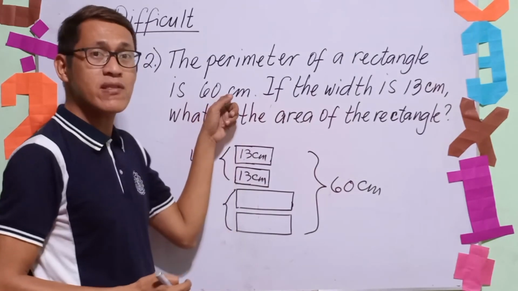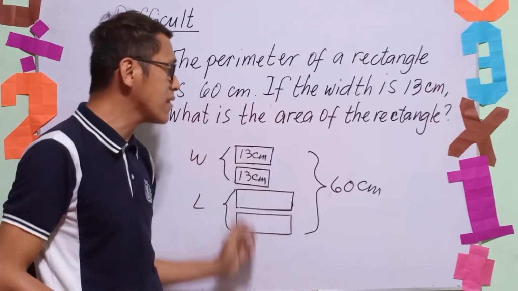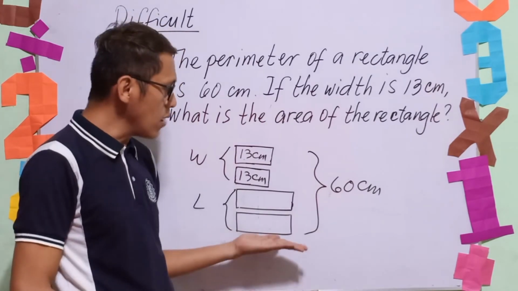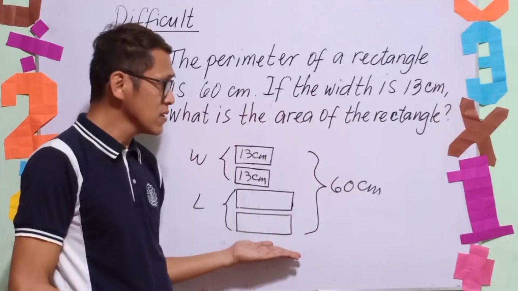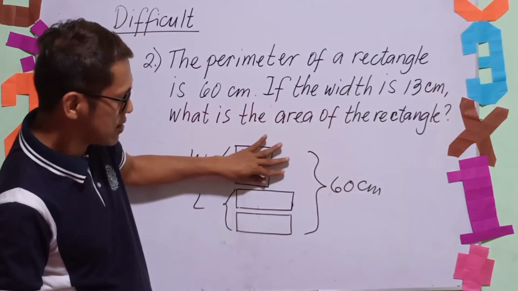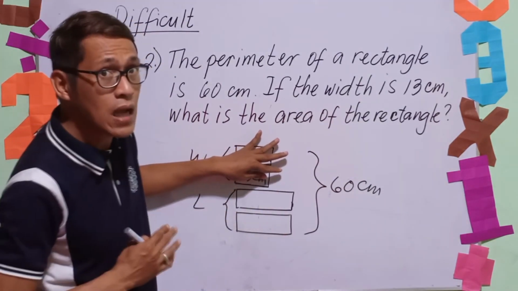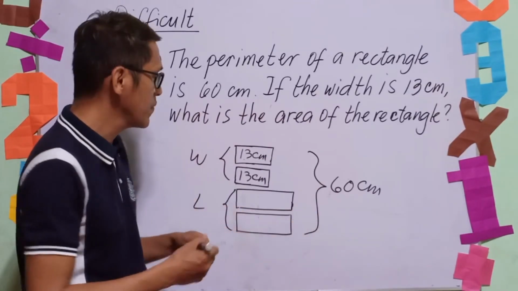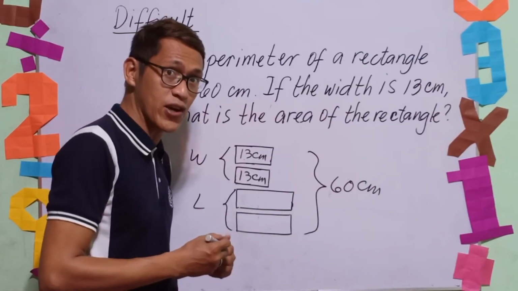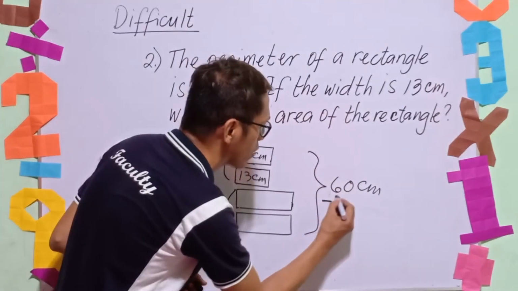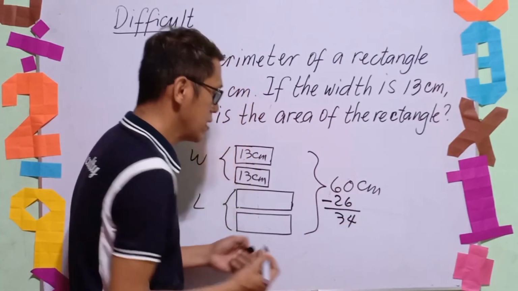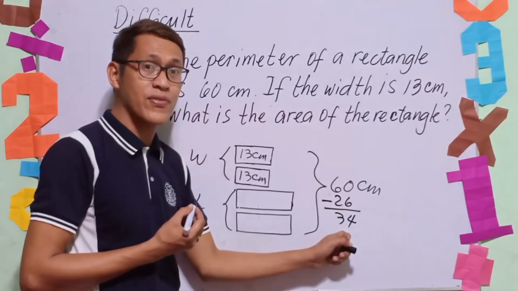Again, the perimeter is 60 cm, meaning if you add all this, that will give you 60 cm. So how do we get the length now? So what we do, if I remove this, you will get 2 equal blocks, right? So better remove this, meaning you subtract this from 60. So 13 and 13 will give you 26. Let's minus 26 here. That will give you 34. So these 2 blocks represent 34.